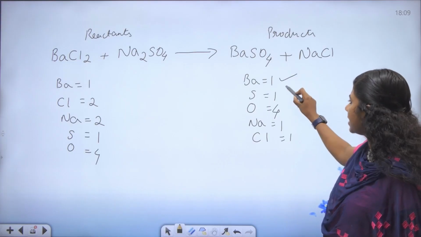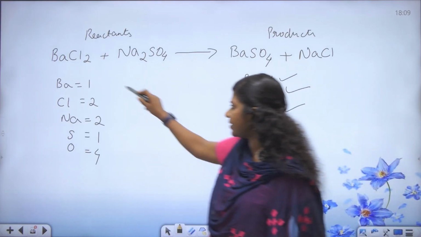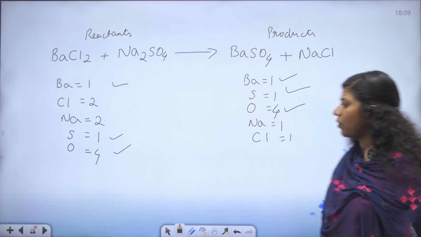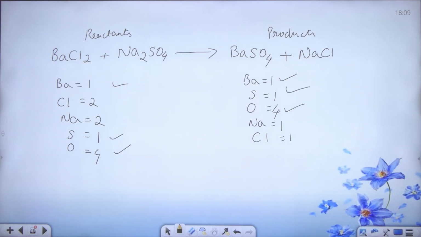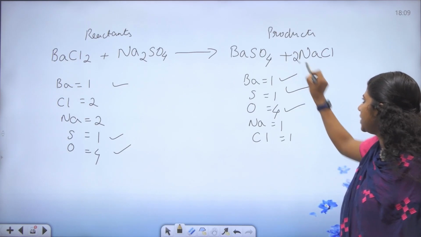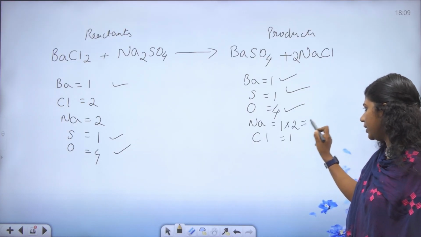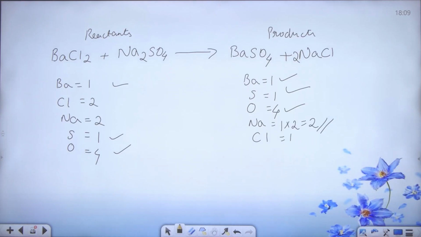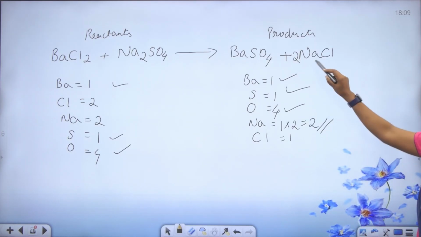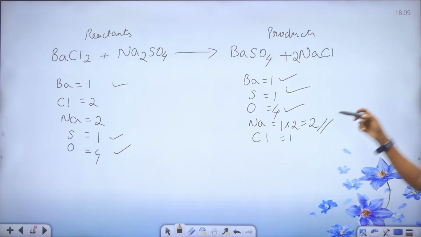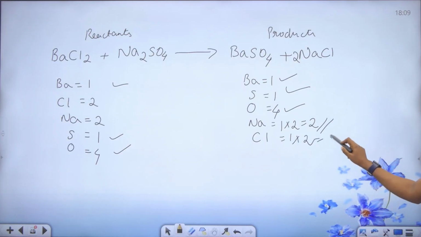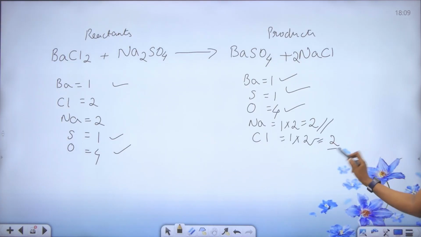Barium is balanced, sulfur is balanced, oxygen is balanced. But the numbers of sodium and chlorine are not balanced. On the reactant side, the number of sodium atoms is 2 and on the product side it is only 1. I will put 2 here, 2 NaCl. Now the number of sodium atoms, 1 into 2, is equal to 2. And the number of chlorine atoms also changes: 1 into 2 is equal to 2. Now the equation is balanced.